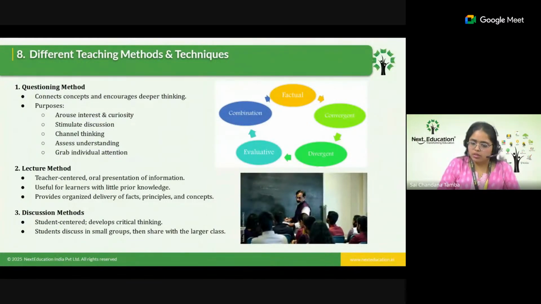Next is the lecture method, which is nothing but the traditional way of teaching, where you teach a concept to the students, give them all the factual knowledge related to it.